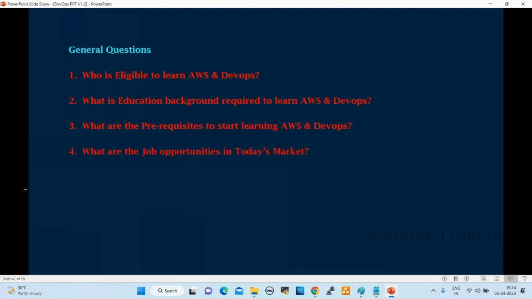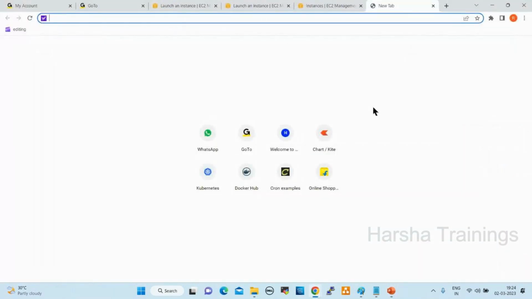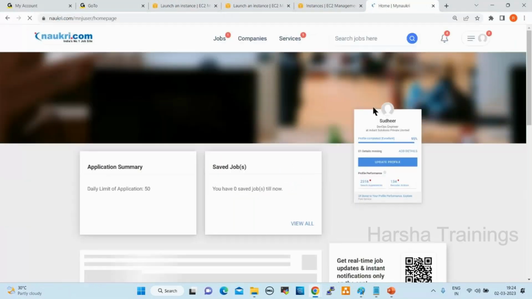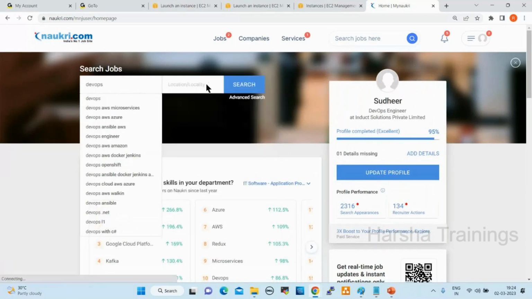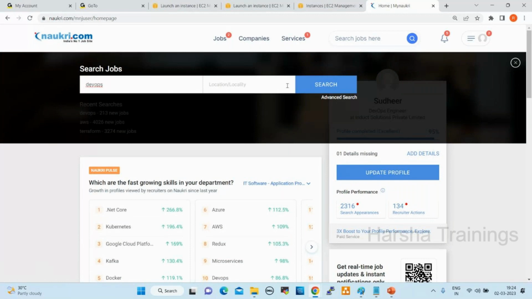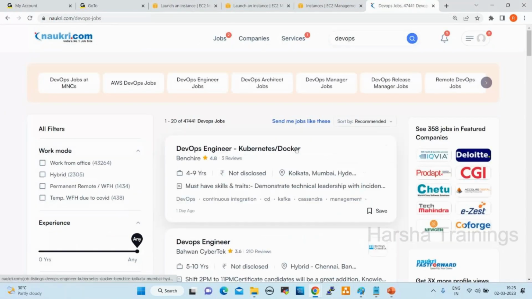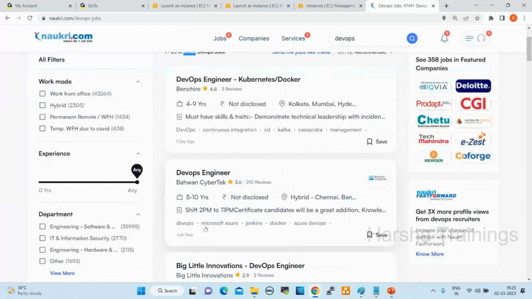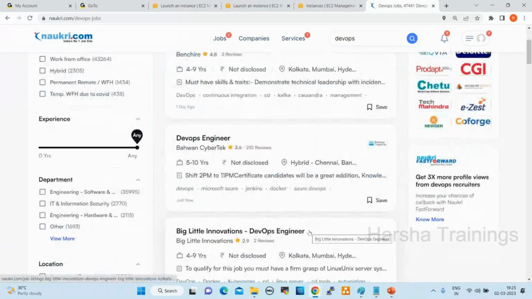Next question: what are the job opportunities in today's market? I already explained yesterday, but let us check once. Go to naukri.com and search for DevOps. These are the openings available right now, and registration is currently going on. 47,441 jobs are available here. They are asking for Kubernetes, Docker, Microsoft Azure, Jenkins, Azure DevOps. We are going to learn 3 platforms: AWS, Azure, Google Cloud.